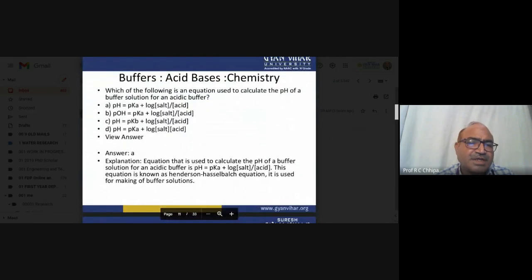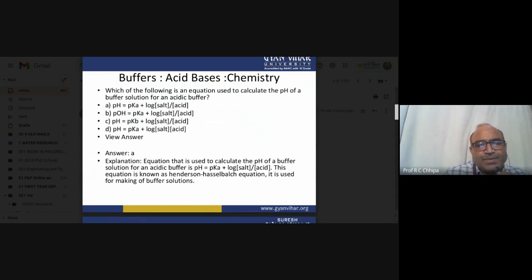Now we have another question that is related with the dissociation. Which of the following equations is used to calculate the pH value of a buffer for an acidic buffer? Here the pH is the negative logarithm of hydrogen ion concentration. Then we have pK, the dissociation constant of acids, then log of salt and acid. The second one is pOH equal to pK plus log of salt over acid. So the correct answer is the first one.